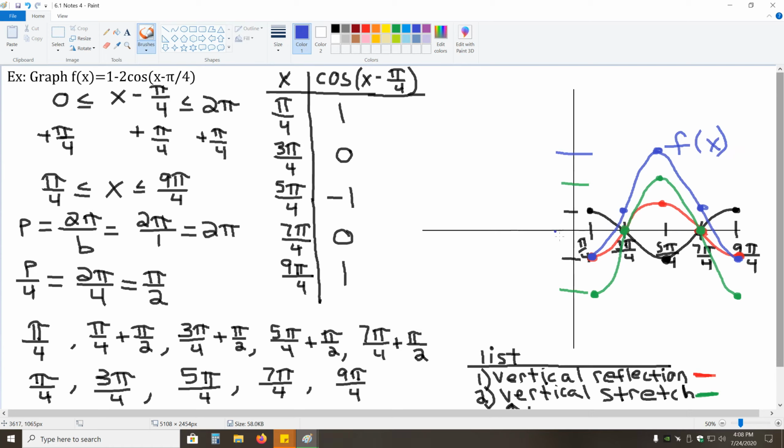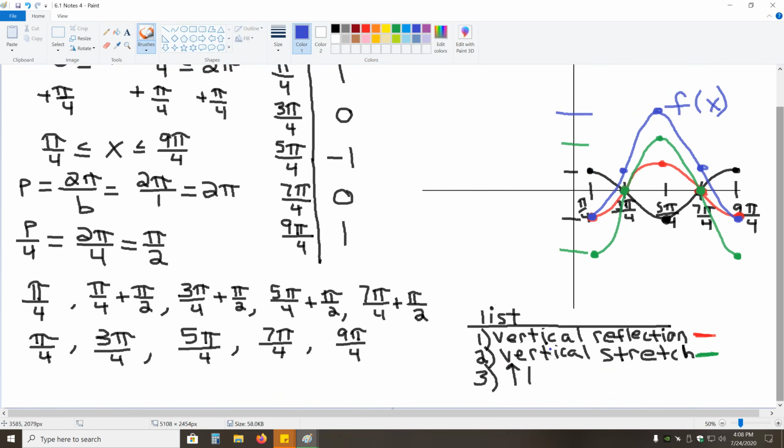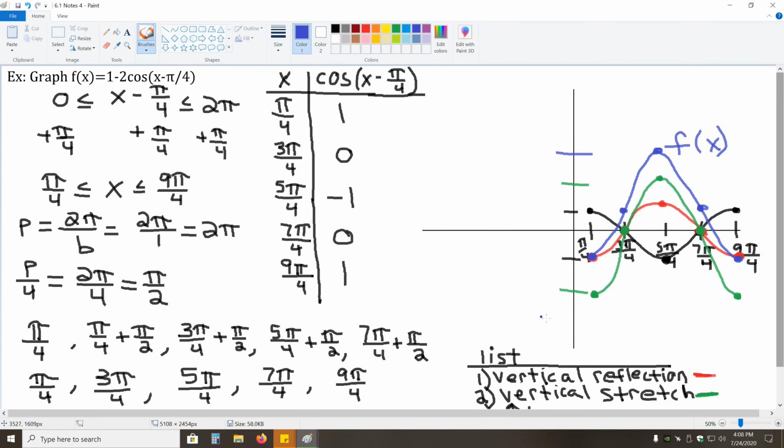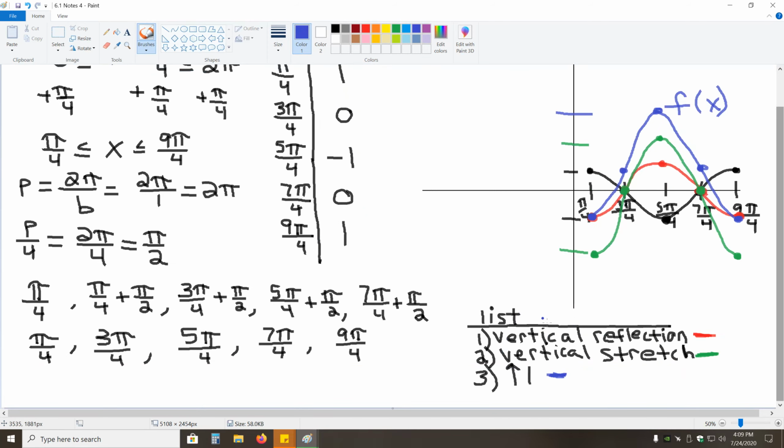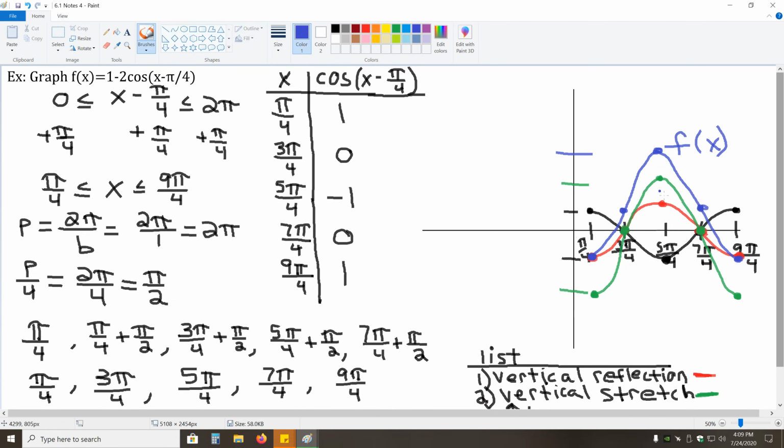Okay, this was a very long process. I understand it's very intimidating to look at, but remember, it will always be the same thing. Solve the inequality, find the period, divide the period by 4, add that value 4 times to your initial value in your inequality. Create a table with those values and always have the same quadrantal angles. Create a list of your vertical transformations and then graph using the vertical transformations.